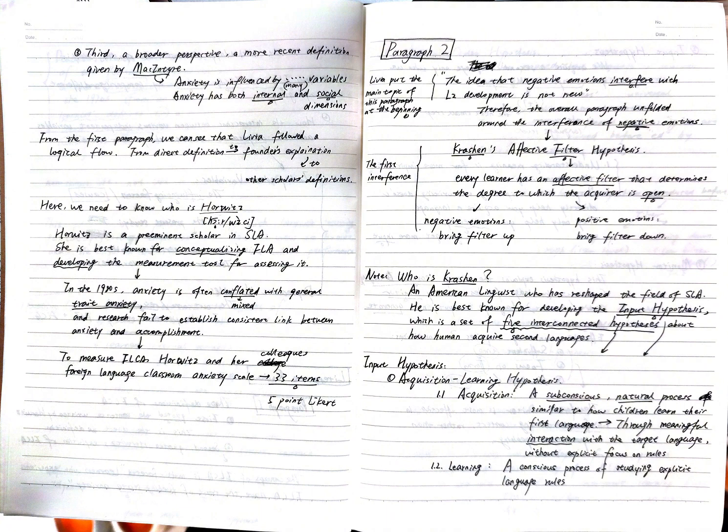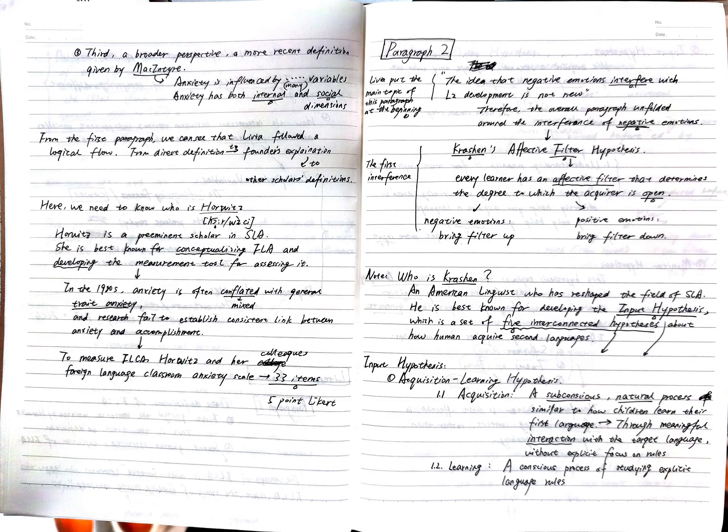So the first interference is about Professor Krashen's affective filter hypothesis. So what is the affective filter hypothesis? It basically means that every learner has an affective filter that determines the degree to which the acquirer is open. For example, if a learner experiences negative emotions, then this kind of emotions will bring the filter up, and if they experience positive emotions, then this kind of emotions will bring the filter down.